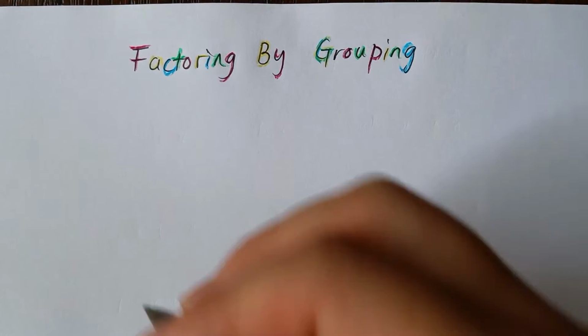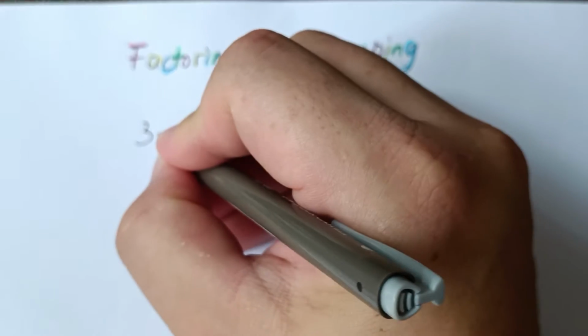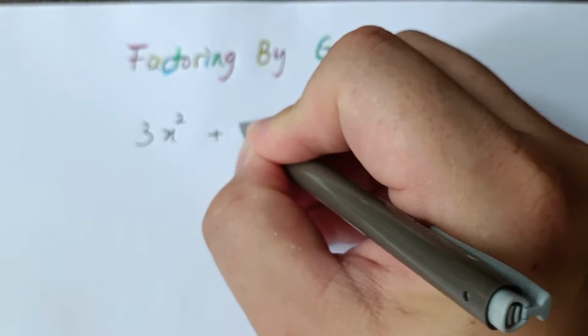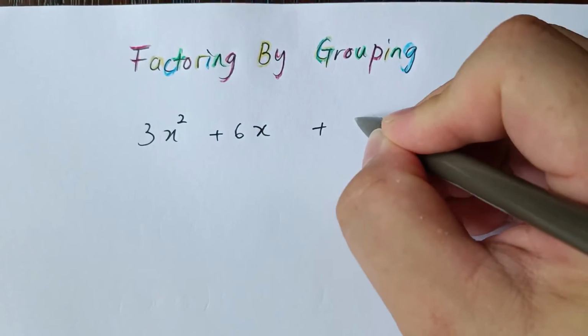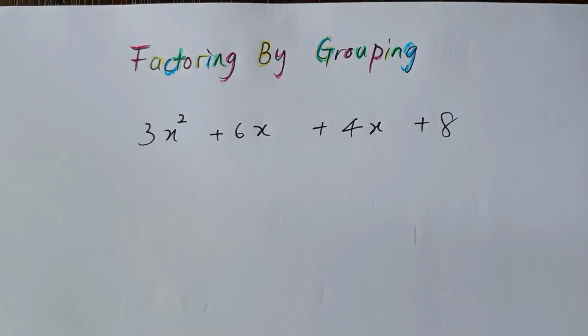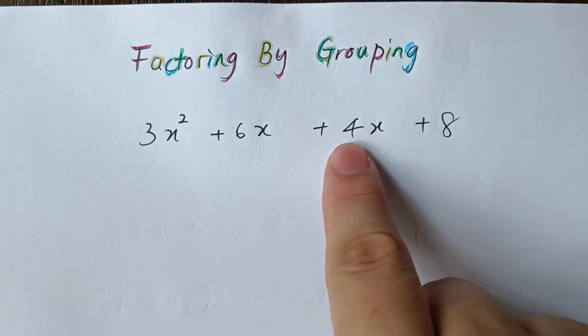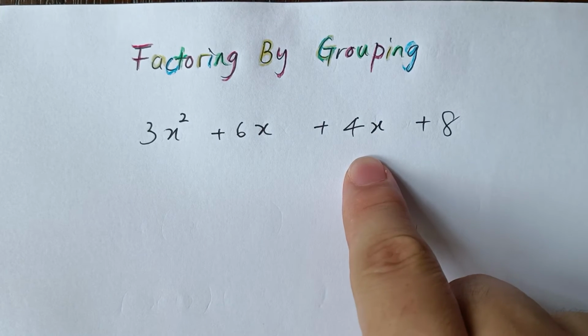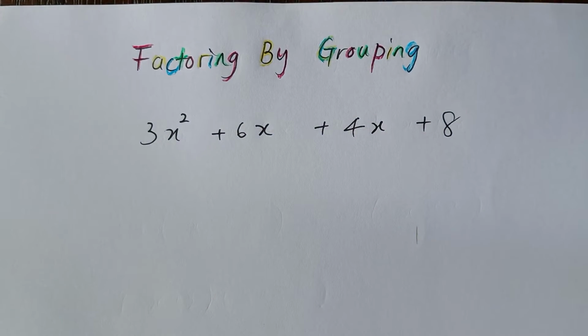Okay, today we are doing some factoring by grouping. What is factoring by grouping? Let's see this question: 3x squared plus 6x plus 4x plus 8. If I want you to factorize this one, for example, you may take out all the x. The first three terms have the x, but the last one doesn't have the x, so it's impossible for us to do that. So we need to find another way out.